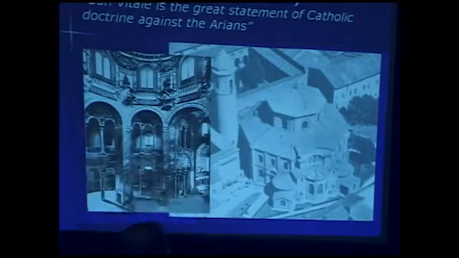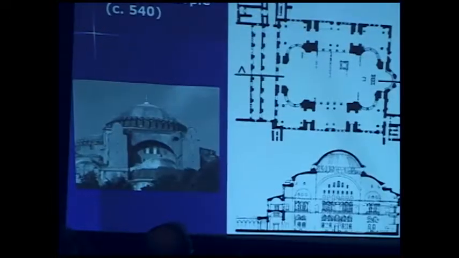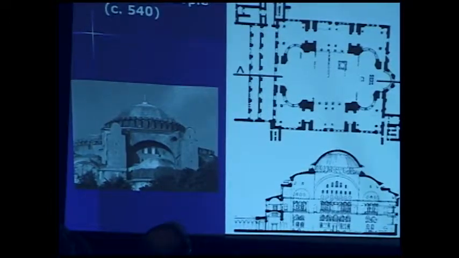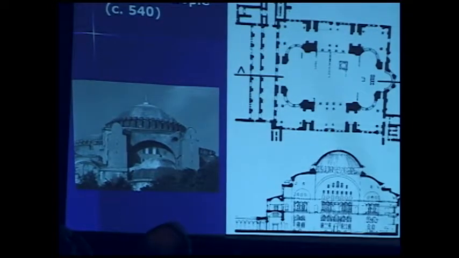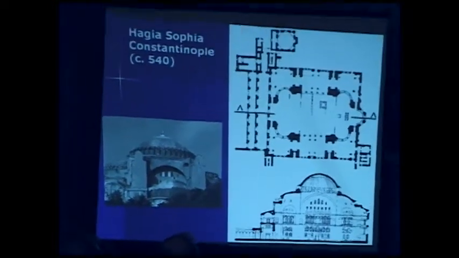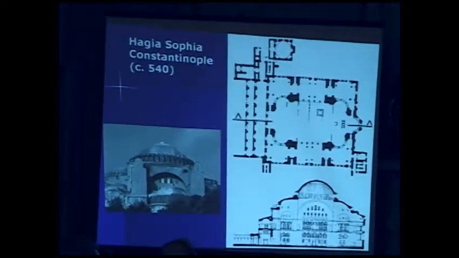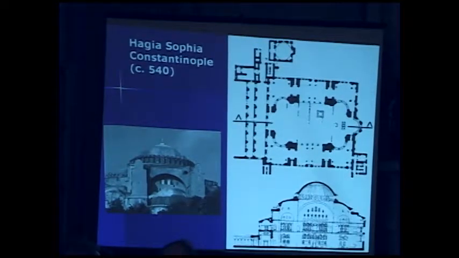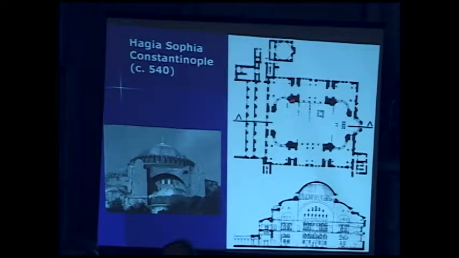Now, as kind of a test case, we can look at another contemporaneous church, Hagia Sophia. Now, this is happening in Constantinople, and there were Arian bishops in Constantinople. This building was pretty much simultaneous, but you can see here they're doing kind of the same thing.